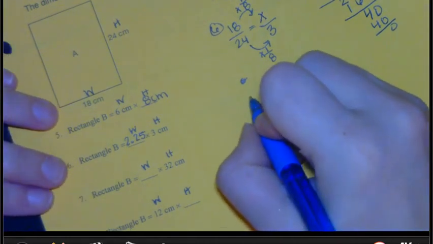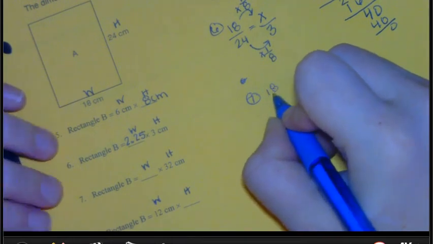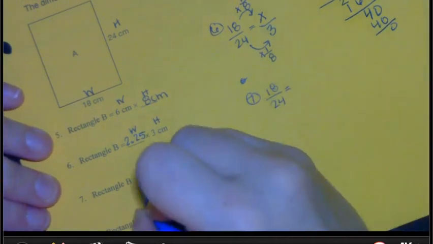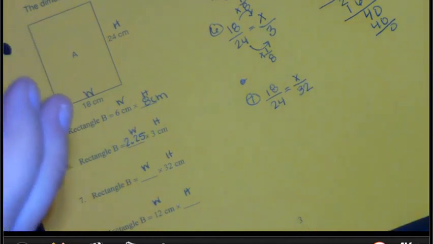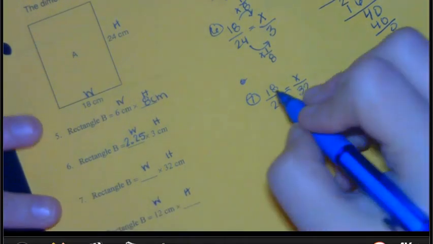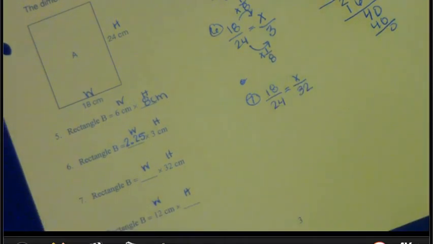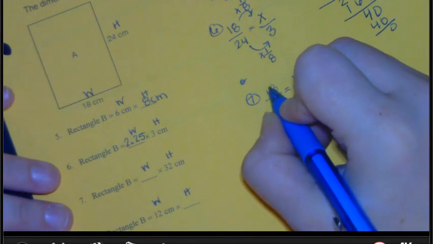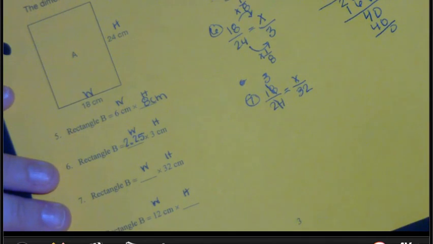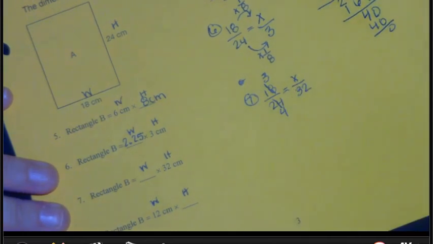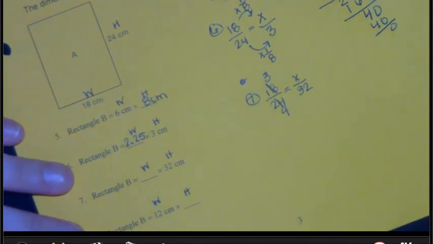All right, number 7. I'm going to start off again with 18 over 24 is equal to x over 32. So I know that 24 cannot go into 32, but I also can see that 18 and 24 can reduce. So I'm going to go ahead and reduce that number. So 18 and 24 both can reduce by 6. 18 divided by 6 is 3. 24 divided by 6 is 4. And I know 3 over 4 is the smallest it can go.